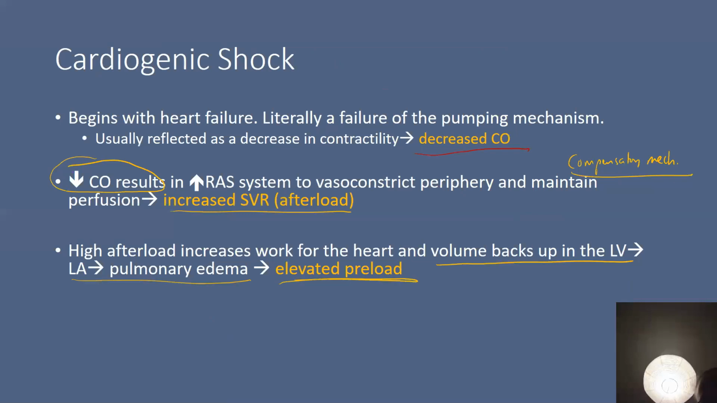And eventually we get what looks like an elevated preload because we've got too much volume in our body. If we're not able to get blood out of the heart, that means that blood can't go to the kidneys, we can't clear volume out of the body, and so you get a volume overload state. So this is the cycle of cardiogenic shock. And it all starts with this decreased cardiac output.